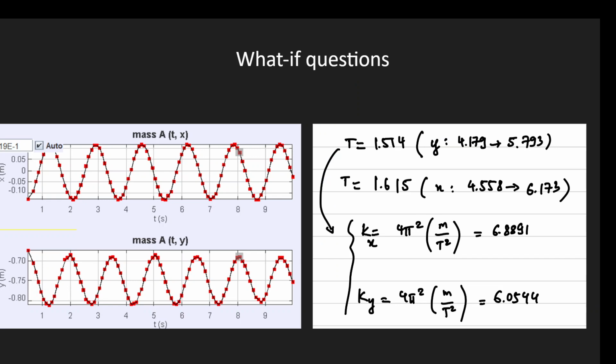So for the what-if questions, I have put the graphs of the x direction and the y direction, and then from seconds 4.1 to 5.7, the oscillation period is about 1.5 seconds, and I can calculate the spring constant is about 6.8 in the x direction and 6.04 in the y direction. This difference and this discrepancy can be affected by the spring in the x direction and the y direction, so there can be a little big difference between the x and the y direction of the spring.